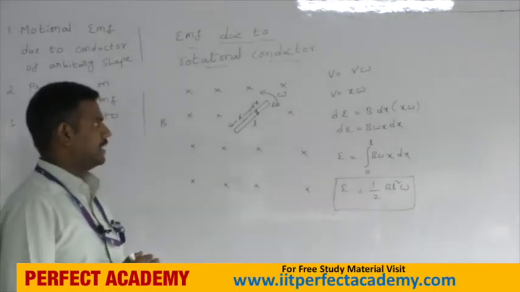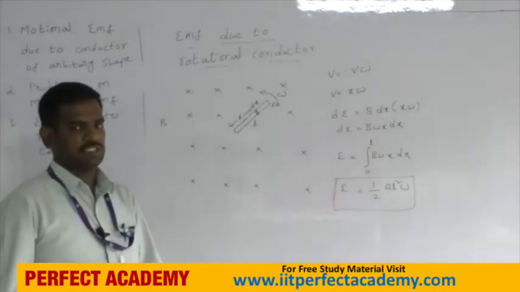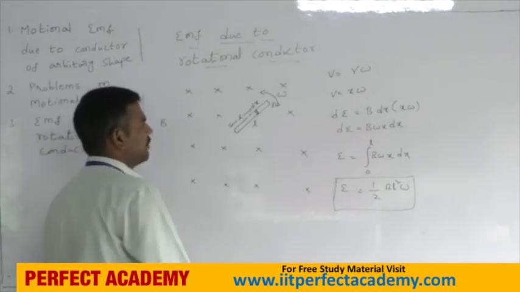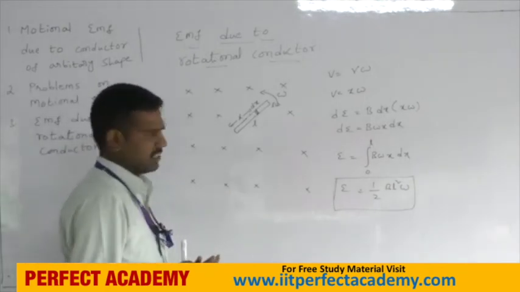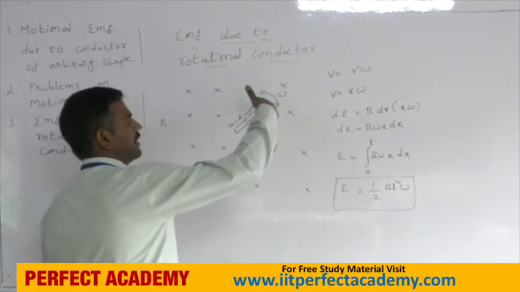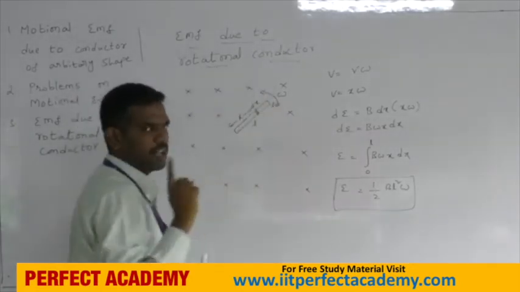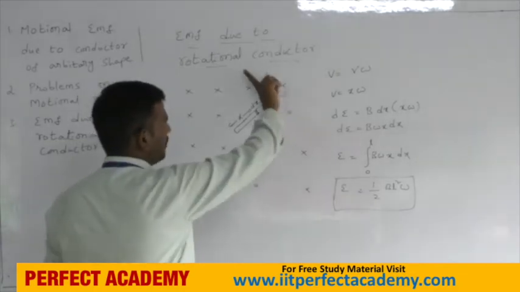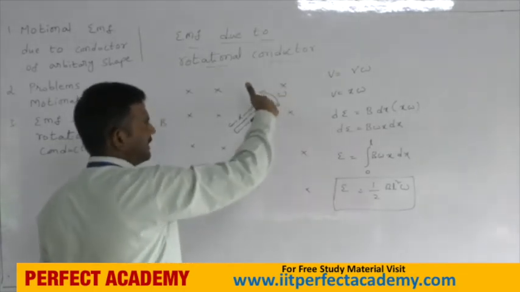Let us try to find where the potential is high and where the potential is low. Let us use the Fleming right hand rule. What is the Fleming right hand rule? This is the direction of the field. The thumb shows the direction of motion. The direction of motion will always be along the tangent. So this will be the tangent, and therefore I am pointing this way.